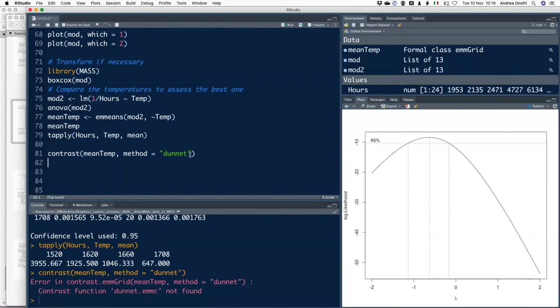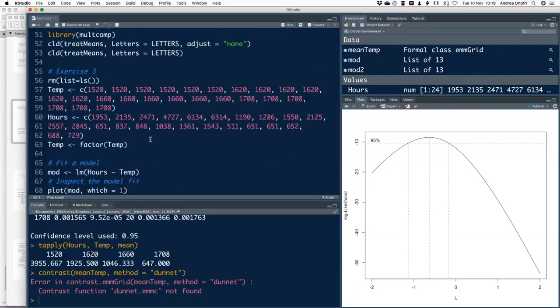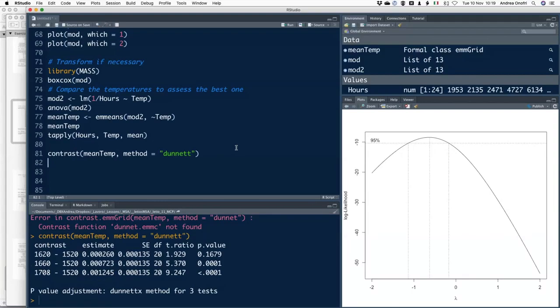Now here we have a problem. It's just a simple problem. I forgot the double T. I thought there was non-compatibility, which happens now and then, but that was not the case.